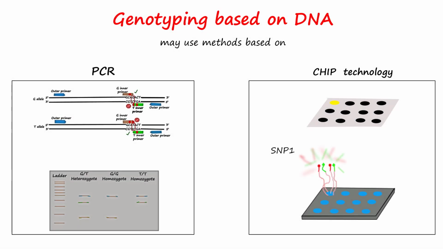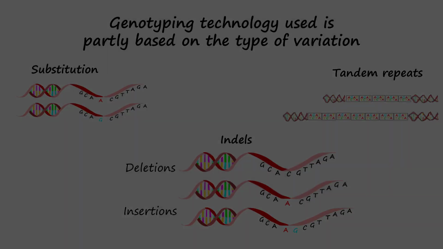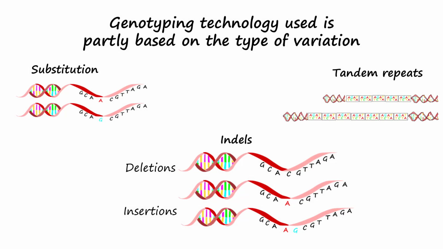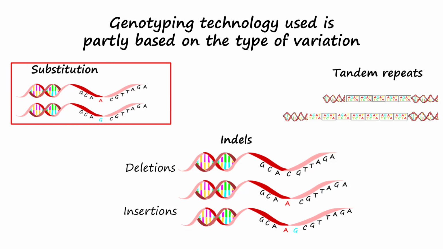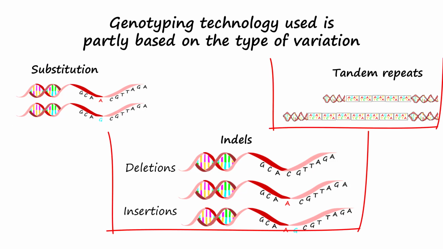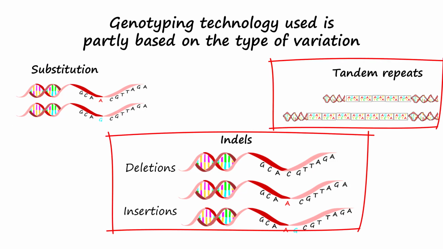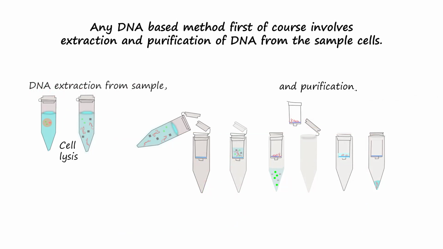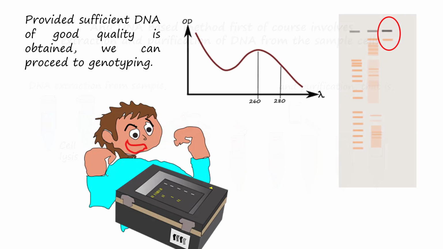Genotyping based on DNA sequence uses technologies such as PCR and arrays or chips. The DNA technology used is partly based on the type of sequence variation, whether the locus retains its length, as in substitution mutations, or whether the locus changes in length, as caused by duplications and indels, that is, insertions and deletions. Of course, any DNA-based method first involves extracting and purifying DNA from the sample cells. Provided sufficient DNA of good quality is obtained, we can proceed to genotyping.